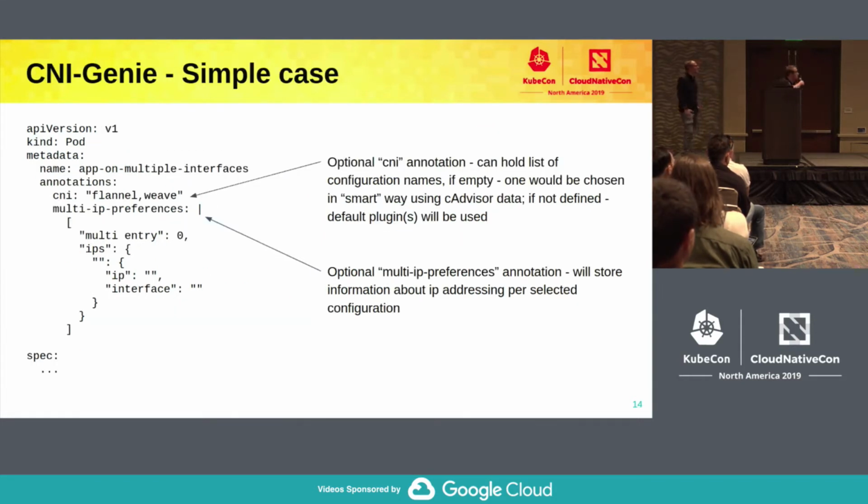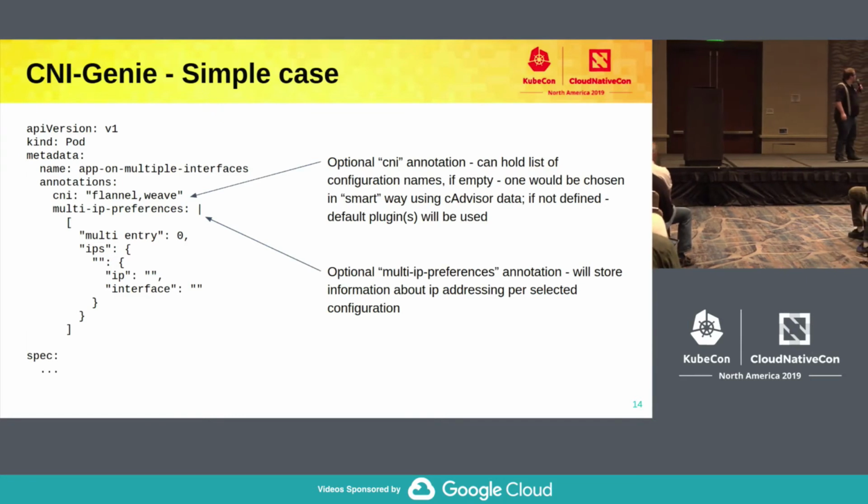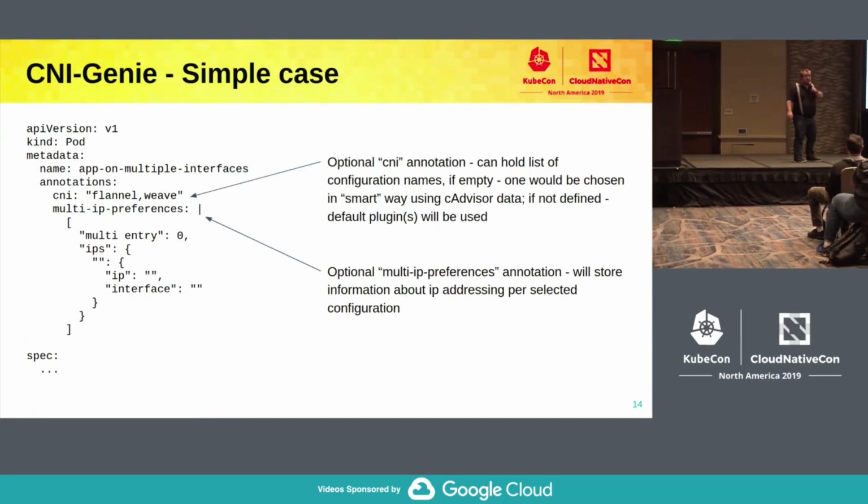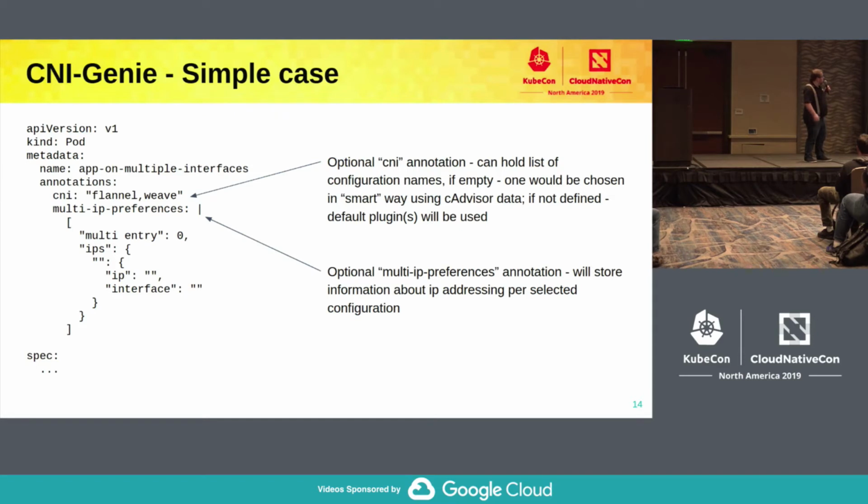So the next example of a multiplexer is CNI-Genie. It has several modes of working. That's an example of how it could configure what should be attached to a pod. It's configured by an additional annotation, and in this first simple case, it's using its custom annotation named cni, in which you have a comma-separated list of names of configurations which should be attached to a pod.